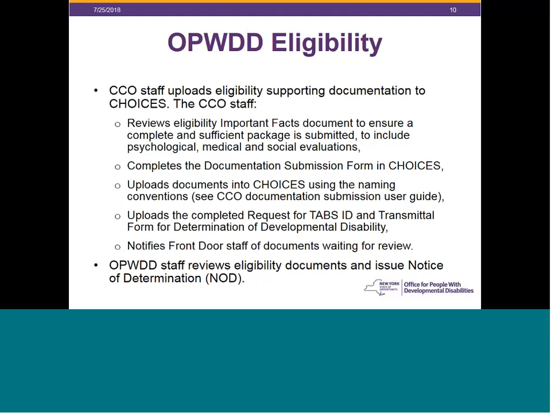Okay, to start, this process here with the eligibility has changed somewhat from what you've known in the past. So the CCO staff will upload the eligibility supporting documentations to choices. But as Sally has mentioned, in order to do any uploading into choices, you have to have the TABS ID number. I'm just going to go out of this screen right now and pull up that form that we've been talking about that needs to be completed, section 1 and 2, that requests the TABS ID number.